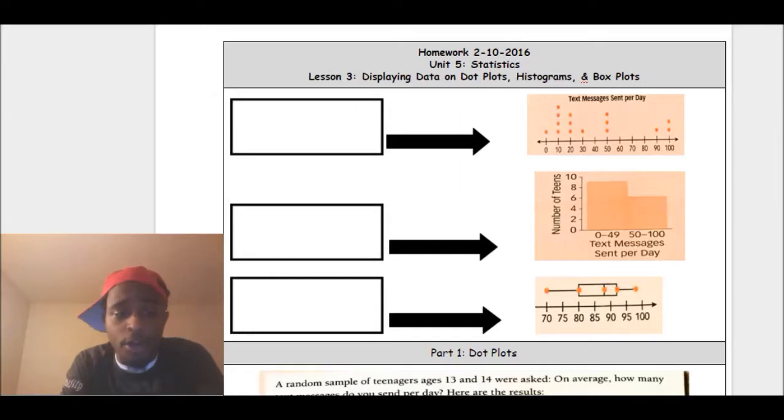All right, we're going to go ahead and jump right into it. This is Unit 5, Lesson 3, and we're talking about displaying data on dot plots, histograms, and on box plots.